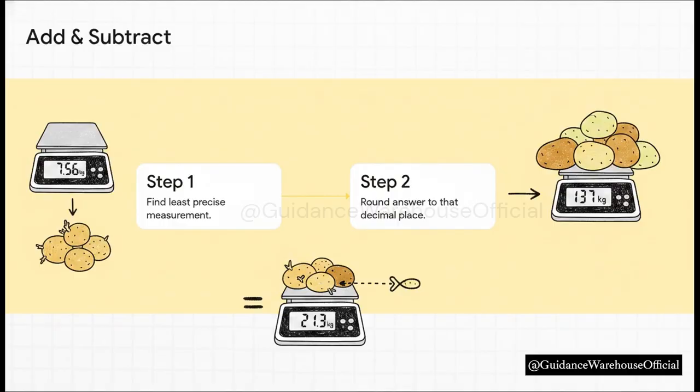Now, addition and subtraction? Slightly different game. Here, you find the least precise measurement, meaning the one with the fewest decimal places, and you round your answer to that specific decimal place. Imagine weighing potatoes for a lab experiment.